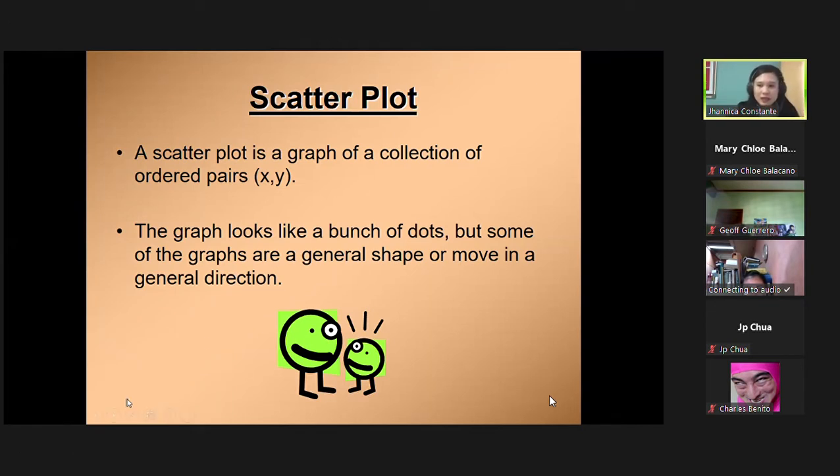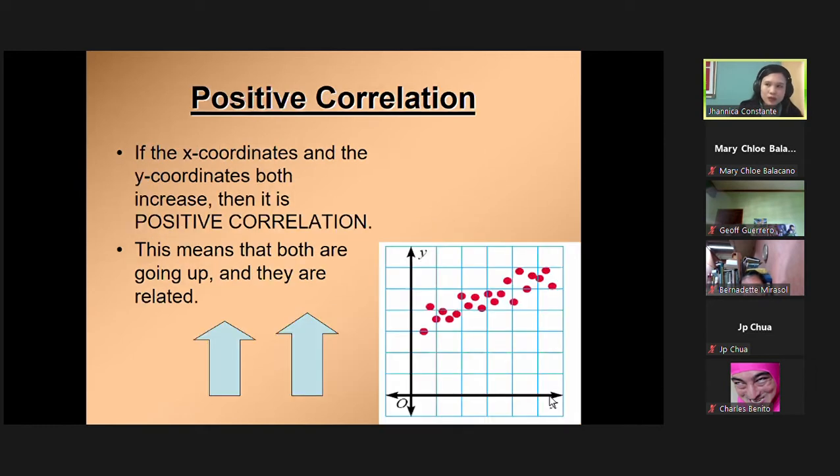The first type of correlation or association that we have is what we call the positive correlation. In the positive correlation, if the x-coordinate and the y-coordinate are both increasing, then it has a direction which is a positive correlation. That means that both are going up and they are related.